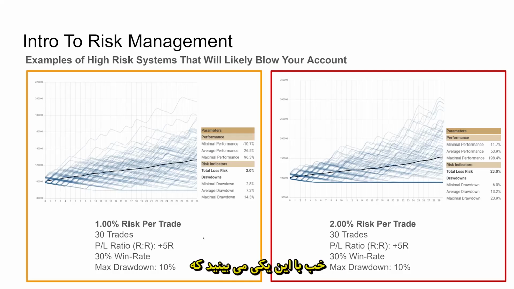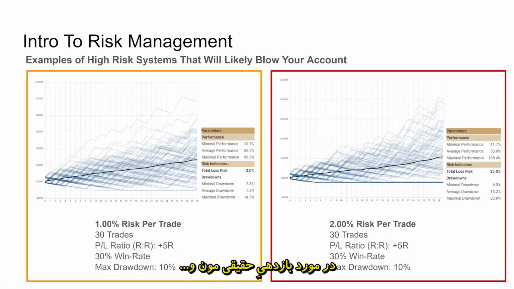So with this one, you can see our total loss risk is 3%. This may seem like a low number, but this is actually considered pretty high, right? We want to keep this as close to zero as possible, because then we have a lower risk of losing the account, right?